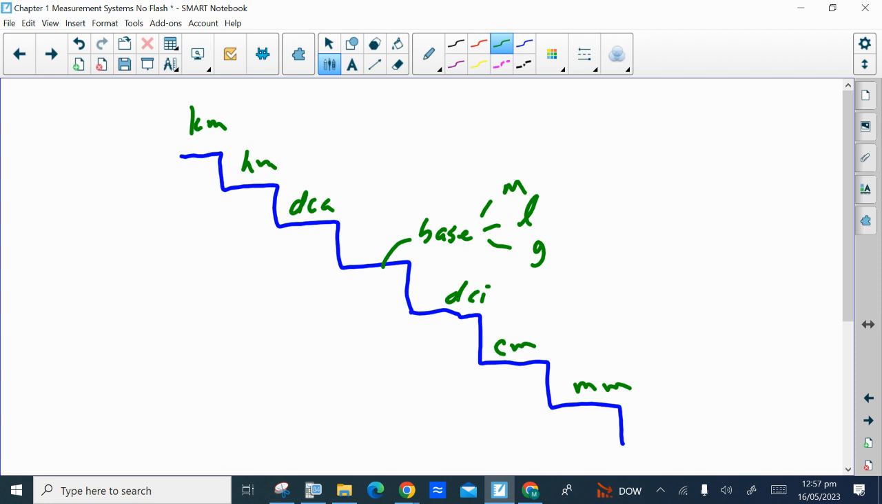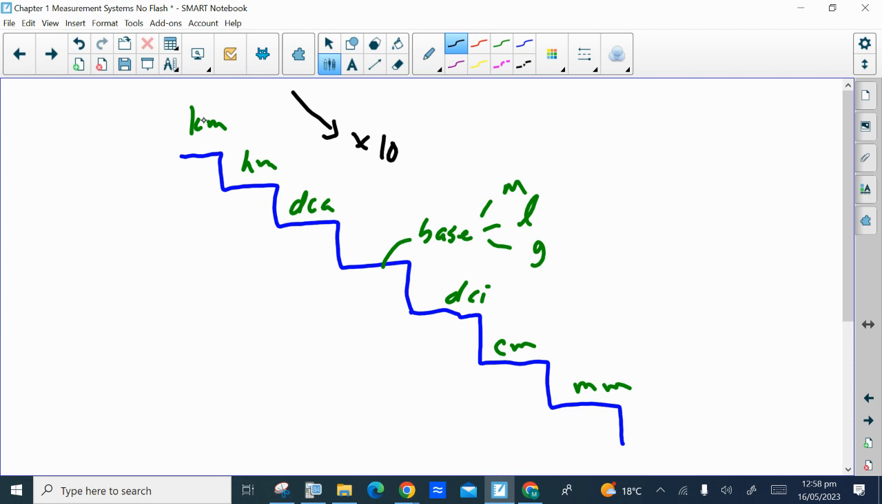And as we said earlier, the reason why the metric system is so popular and easy to use is because everything is based on factors of 10, meaning every time you go down 1 step of the staircase, you're going to multiply by a factor of 10.